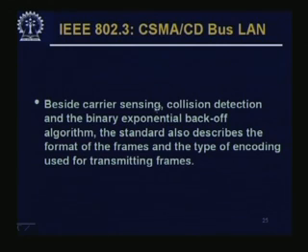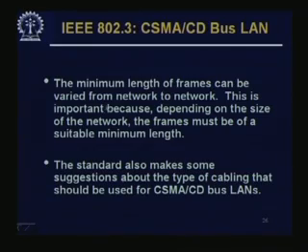So this is a standard, of course. 802.3 is the number of the standard, and it also describes the format of the frames and the type of encoding used for transmitting frames. The minimum length of frames can be varied from network to network. This is important because, depending on the size of the network, the frames must be of a suitable minimum length. So why is this so?